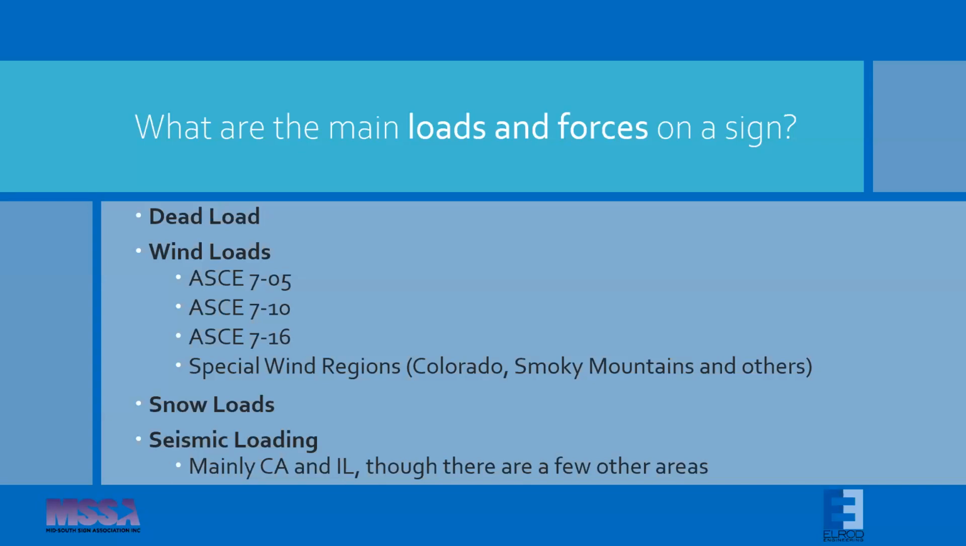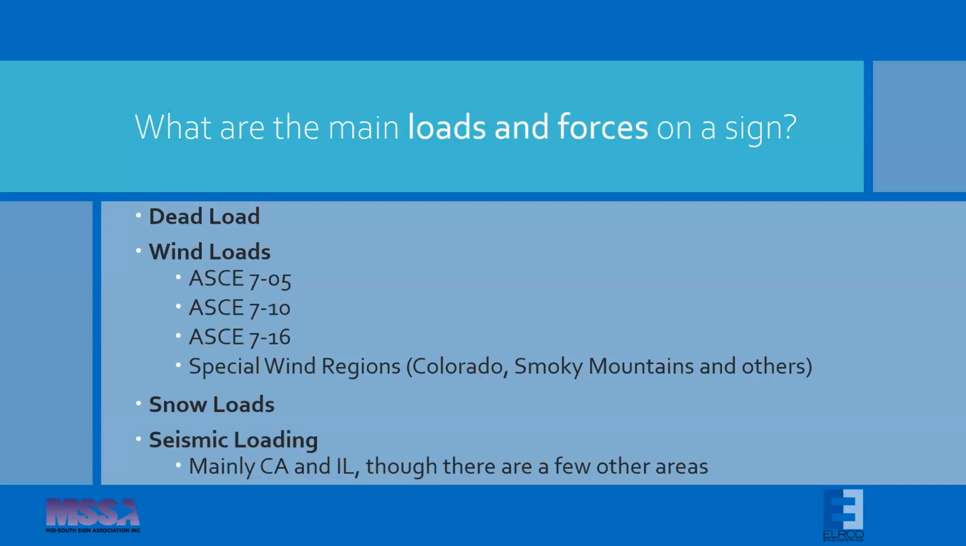surprisingly, due to earthquakes. Mainly, you will see that in California and Illinois. There are a few other areas. In Memphis, seismic loading is significant, and there's some places along the Atlantic coast where seismic loading needs to be factored in. The wind loads, I've got listed up there 3 different ASCE design manuals. Those are different versions that track and map to the different versions of the building code. So your engineer will be familiar with those 3 versions.